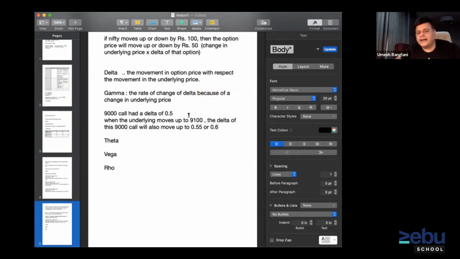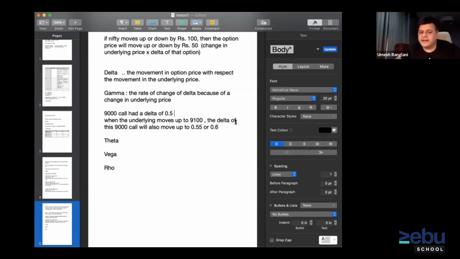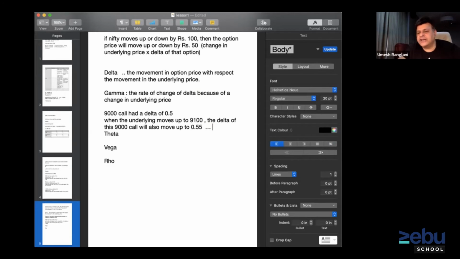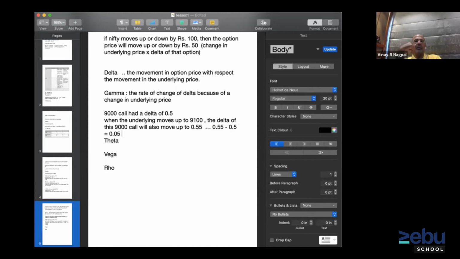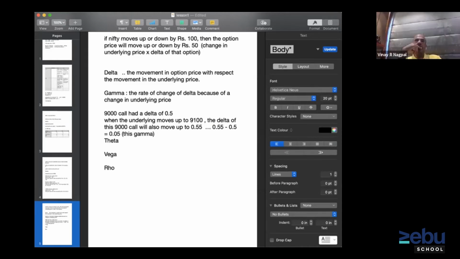So the 9,000 call had a delta of 0.5. When the underlying moves up to 9,100, the delta of this call will move up to 0.55, let's say. Okay. So how much has this changed? It has changed from 0.5 to 0.55. So what is the difference? 0.05. No? So this is gamma. The rate of change from the old delta to the new delta happens because of the gamma.